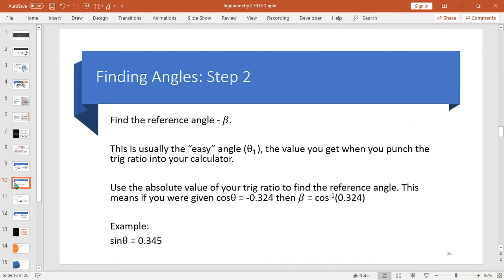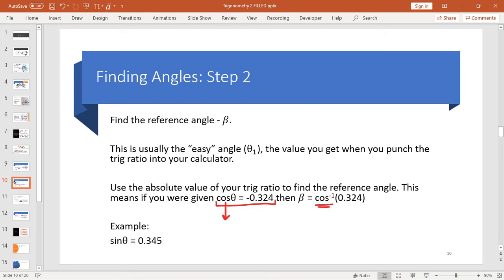Our next step is to find the reference angle, which I use the symbol B for, beta, okay? Often this will end up being one of your answers, but for now, we're just going to pretend that it isn't. So let's take an example where we were given cosine of theta equals negative 0.324. If I want to find the reference angle, you're going to drop the negative. You're going to use the absolute value, so you're always going to use a positive number. So you're just going to use the same ratio that you were given, take the inverse of that number.